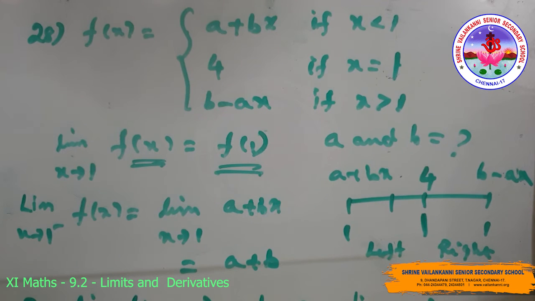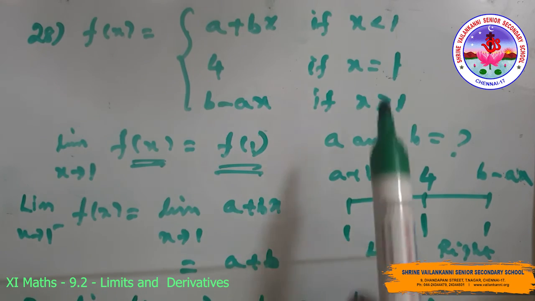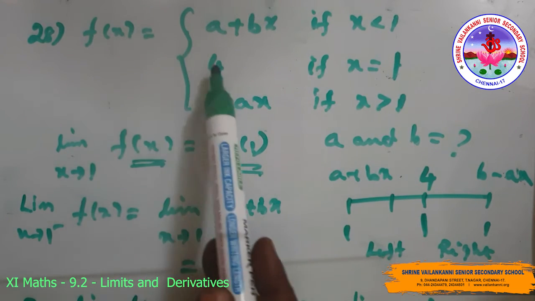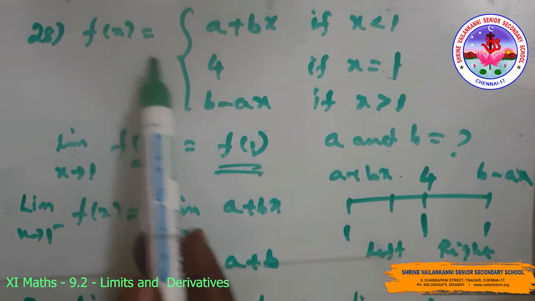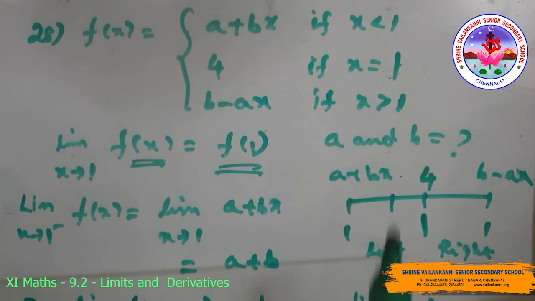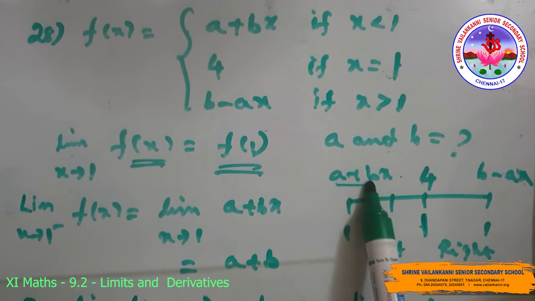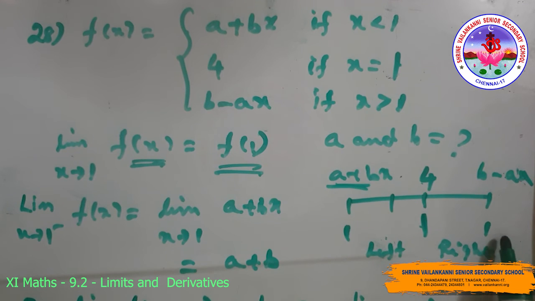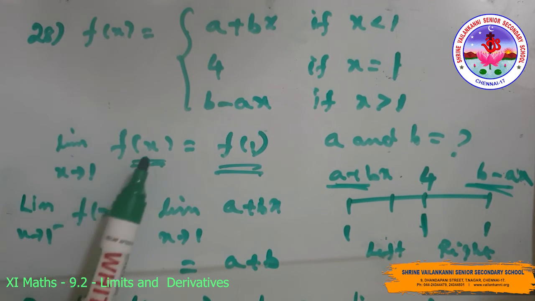28th question. Suppose f of x equal to a plus bx if x is less than 1, f of x equal to 4 if x equal to 1, f of x equal to b minus ax if x is greater than 1. So at x equal to 1, the function is 4. To the left of 1, that is when x is less than 1, we have the function a plus bx. To the right of 1, the function is b minus ax. It's given that limit x tends to 1, f of x equal to f of 1.